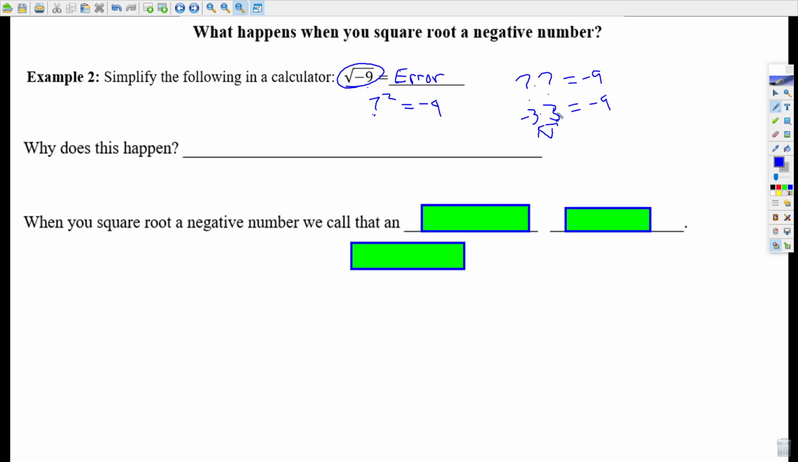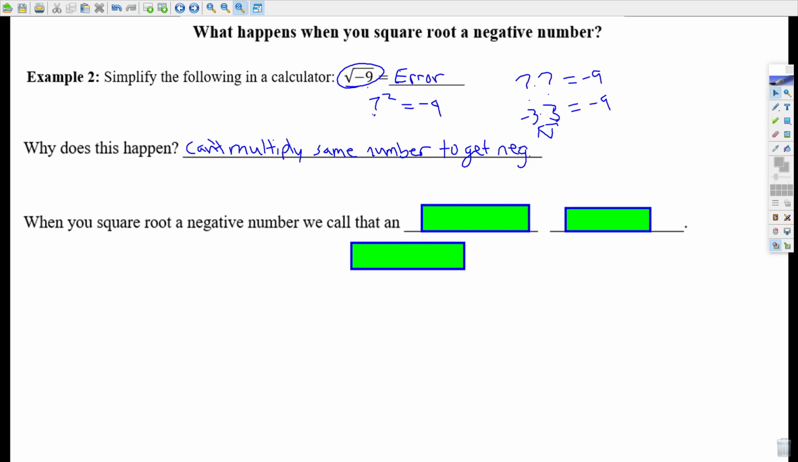And -3 and +3 are not exactly the same. So why does this happen? The calculator can't find a same number times itself to give a negative answer. So you can't multiply the same number by itself to get a negative answer, right? It's not possible. You're not able to multiply the same number by itself to get a negative number. So that's why it has such an issue and it spits out an error.